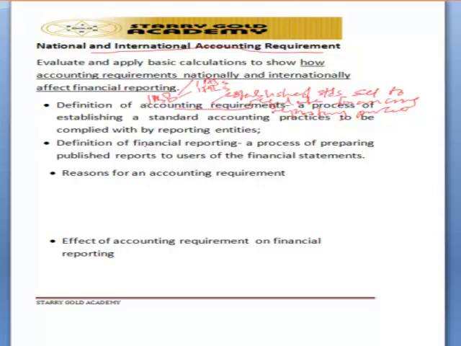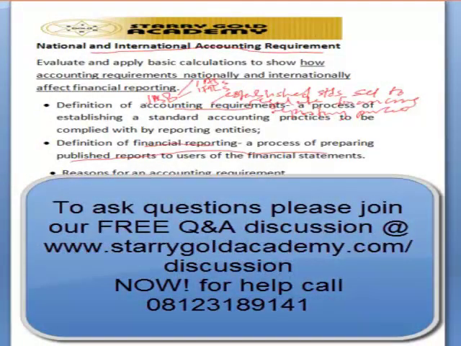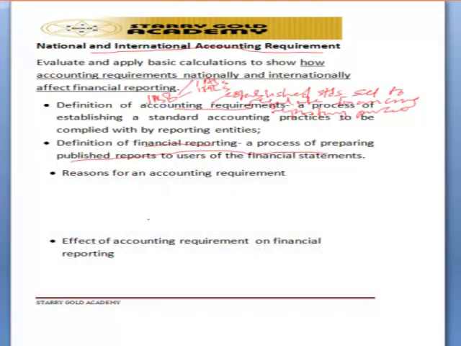Now what do we mean by financial reporting? Financial reporting is a process of preparing a published report to users of the financial statements. We have various information needs of users. For example, as an employee, you are a user of financial information. As a creditor of a company, you are a user of financial information. Be it you are an investor, you want to commit an investment in a company, you are a user of financial information. So the process of preparing a financial report to meet the different needs of those users of financial information is what we call the financial reporting process.